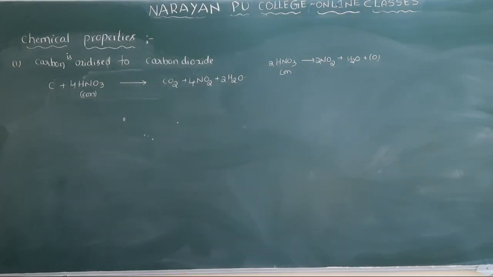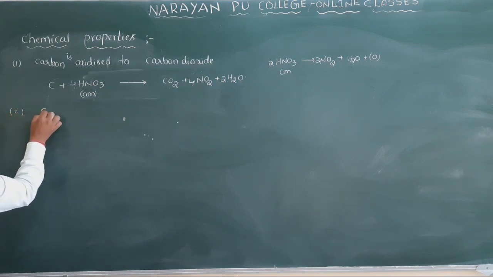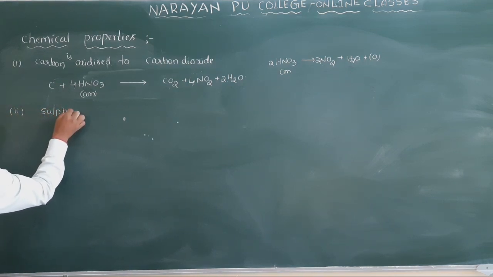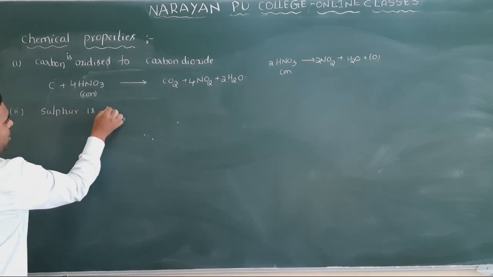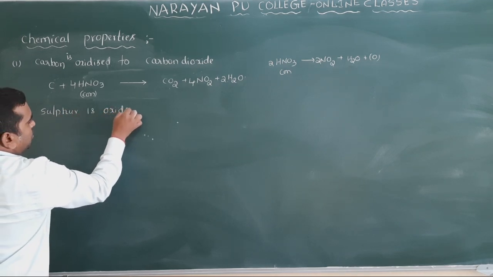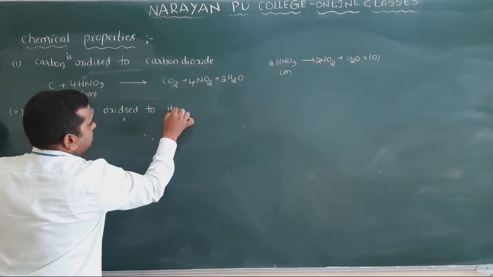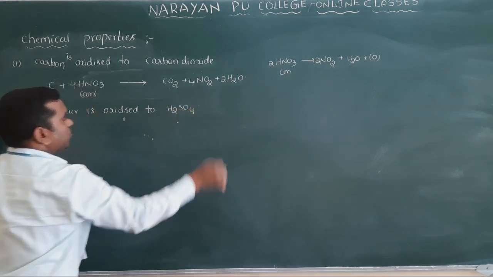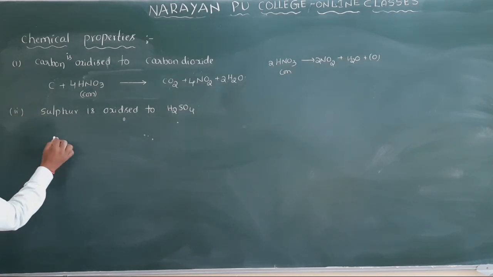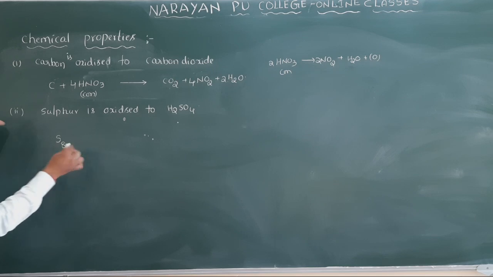Clear? And next one: sulfur is oxidized to sulfuric acid. Second one. Sulfur is oxidized to sulfuric acid. What is the sulfuric acid? H2SO4. Clear? Same. Right here S8. Sulfur means it is available in the form of S8.